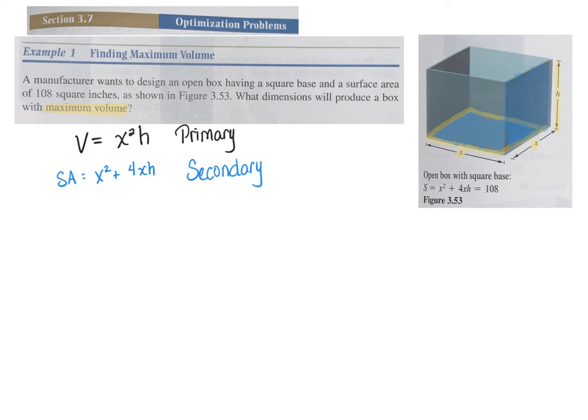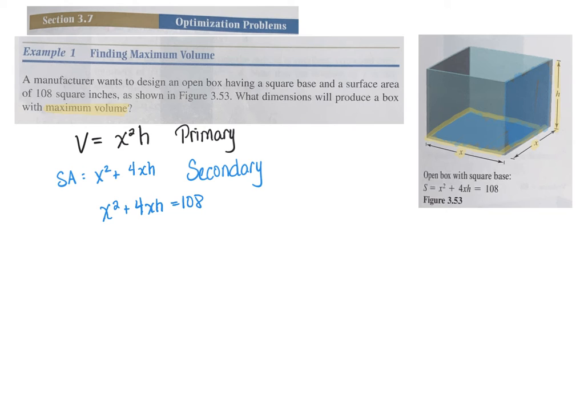And so now my next goal is to use the secondary equation to make the primary equation have only one variable. With the secondary equation, not only is that my surface area equation, I actually know what my surface area is. It is 108.